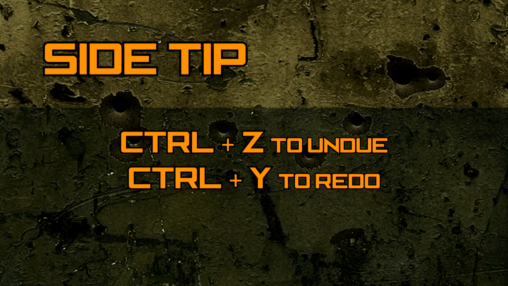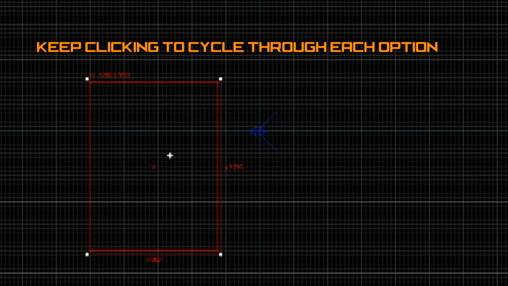Side tip: to undo any rotation or any other action, hit Ctrl Z, or if you would like to redo, hit Ctrl Y. You can also click onto the block again for more additional ways to adjust the block, or to rotate through the options to get back to the original option.